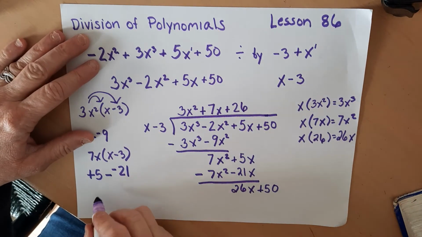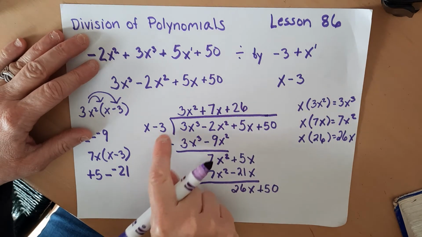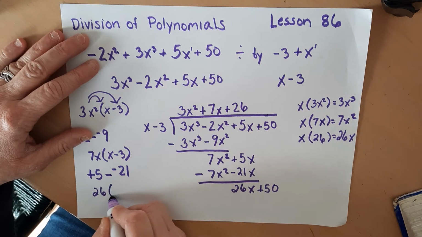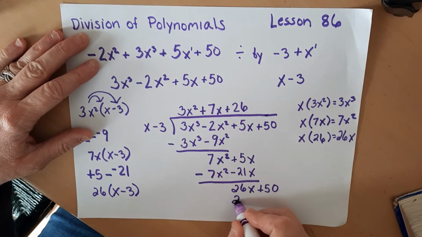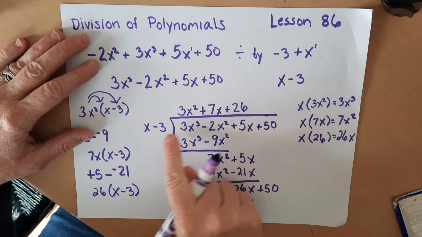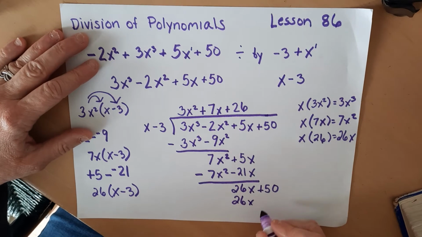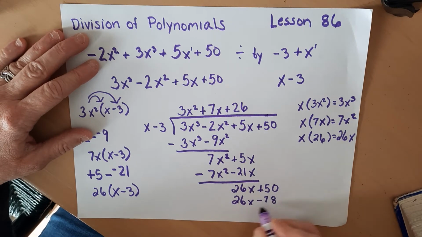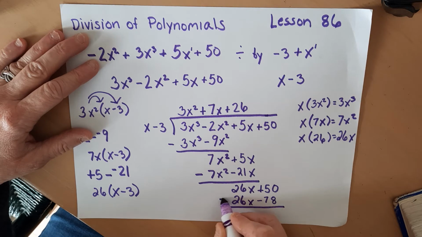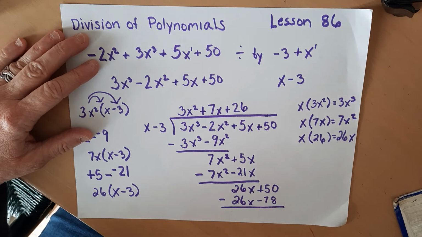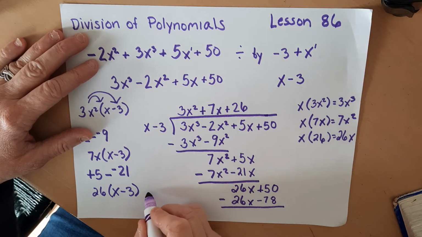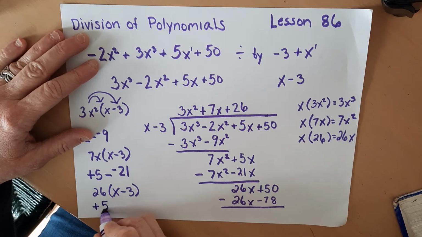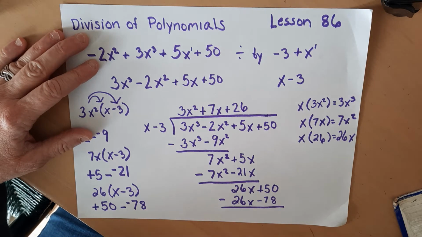Now we're thinking 26 times x minus 3. 26 times x is 26x. 26 times minus 3 gives us a negative 78. And we're going to subtract one more time. And we get plus 50 minus a negative 78, which gives us 128.